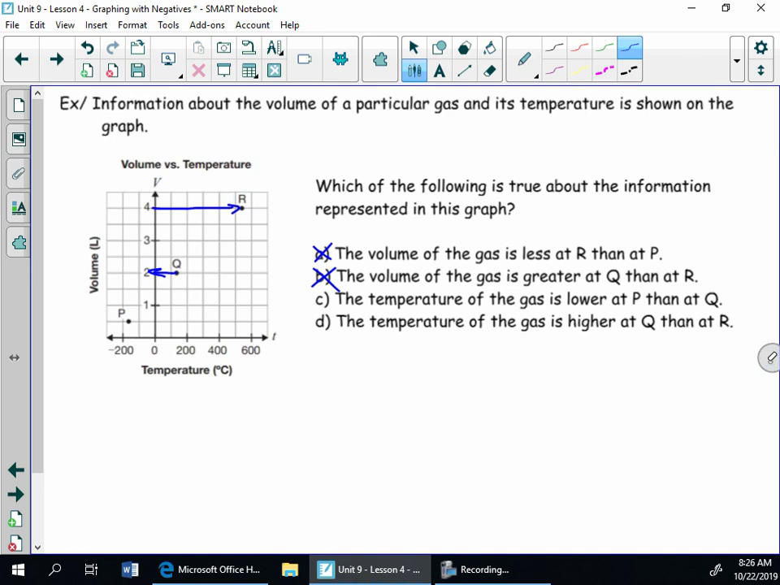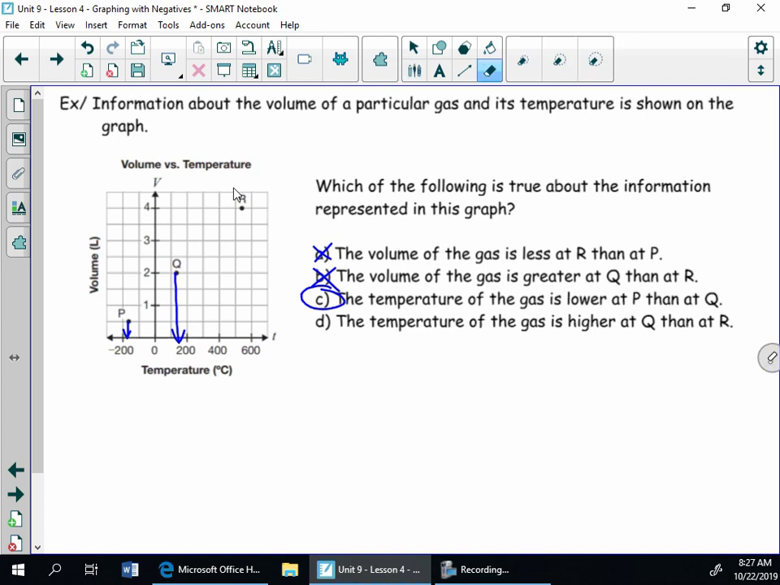The temperature, okay, temperature now, of the gas is lower at P. Well, what's our temperature? It's negative 100 and something. And temperature at Q is positive 100 and something. So I would think that this makes sense, right? The gas is lower at P. Negative numbers are smaller, they're lower than positive numbers. Just to make sure, let's try the last one.